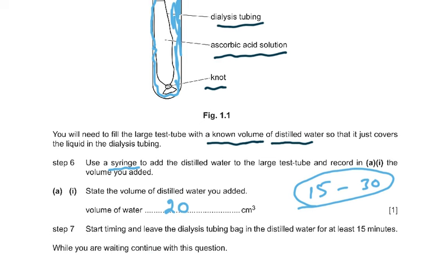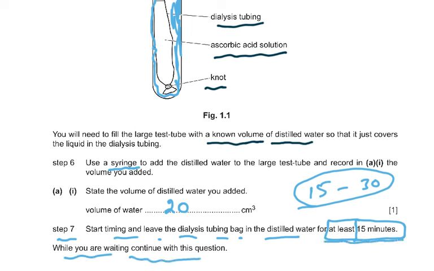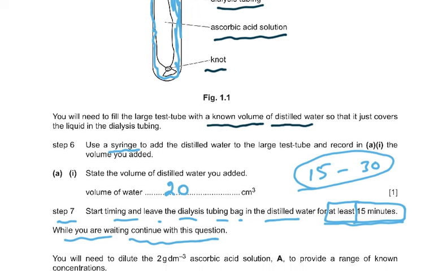Then start step 7, start timing and leave the dialysis tubing bag in the distilled water for at least 15 minutes. Now, when it says at least 15 minutes, then you know that it can be more than 15 as well. So the question tells you something at least 15 minutes. While you are waiting, continue with this question.